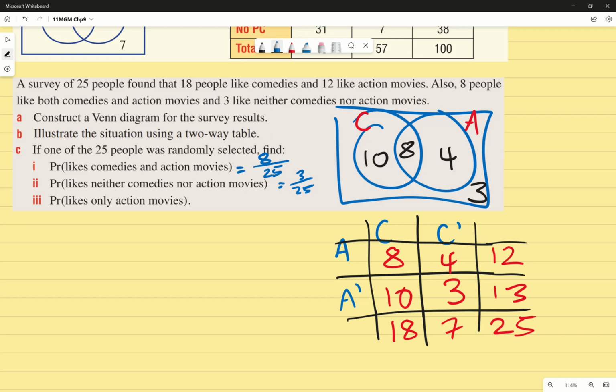Finally, likes only action movies. So, again, action movies, don't look at the number of 12 at the question that says 12 people like action movies. Because that's not only likes action movies, that's likes action movies. Right? So only likes action movies would be this section here. Right? Or it would be this section here. Which therefore gives us an answer of 4 over 25. Any questions?